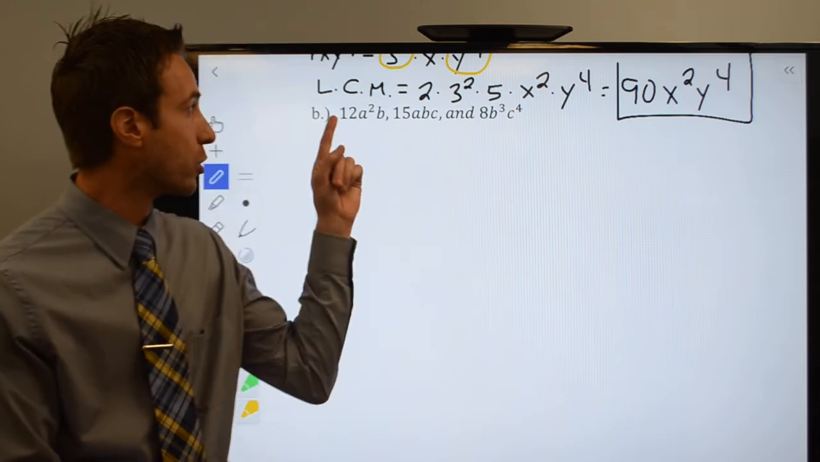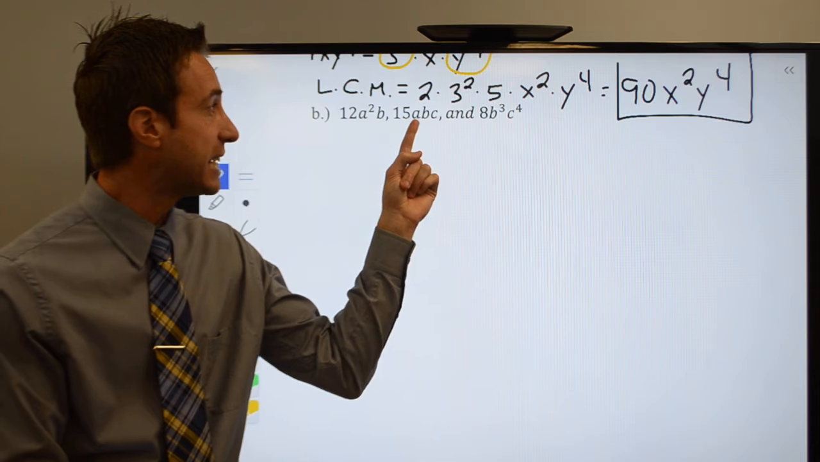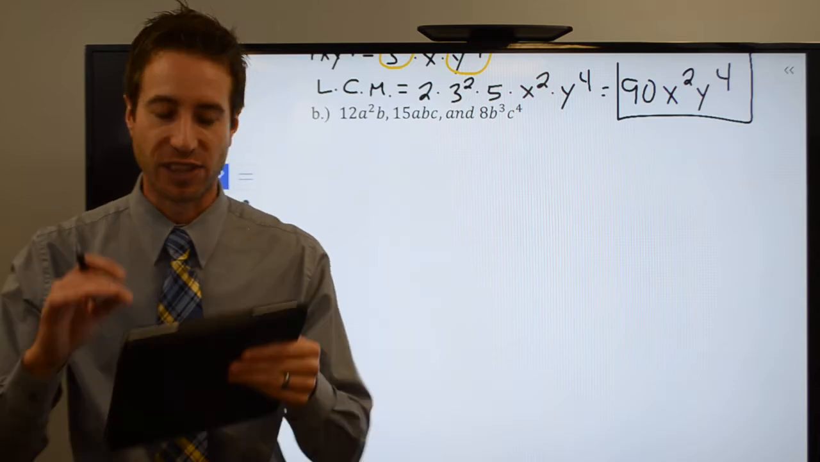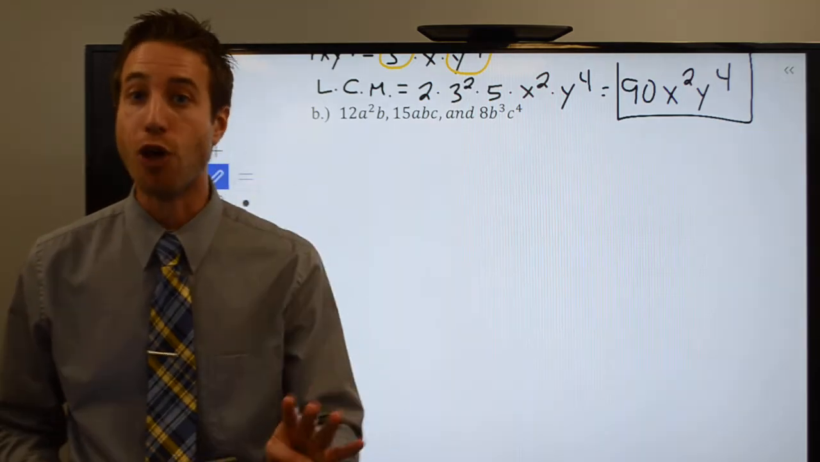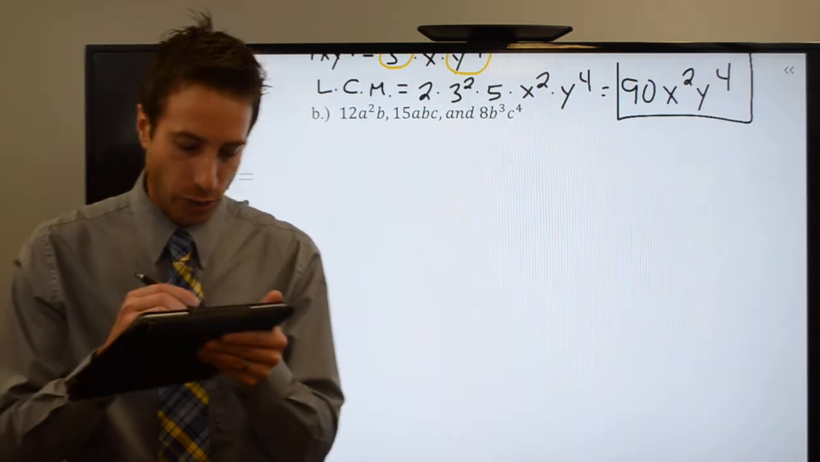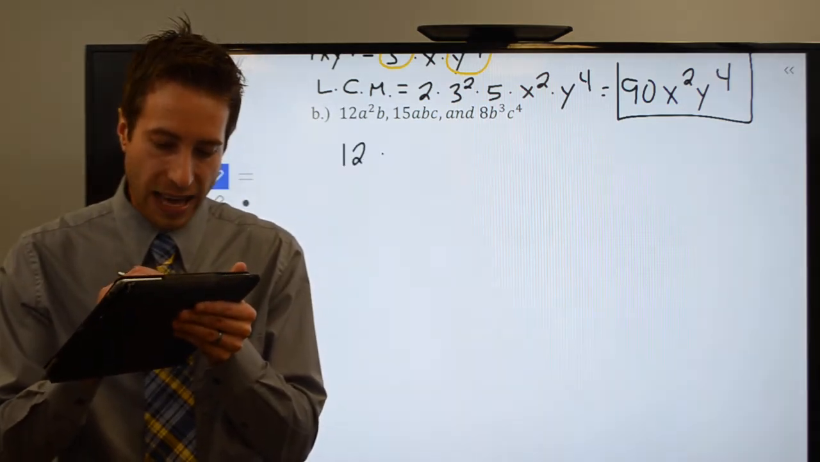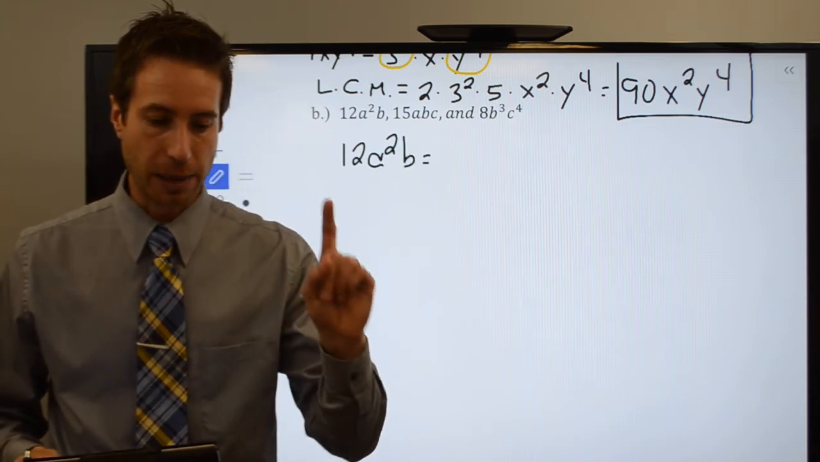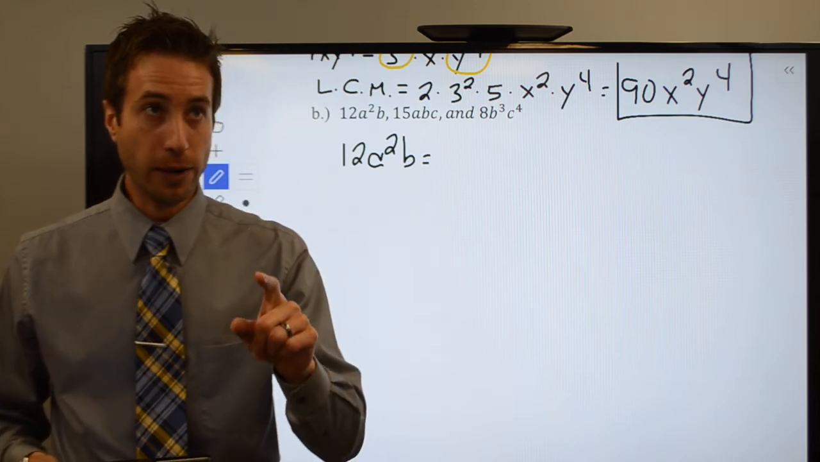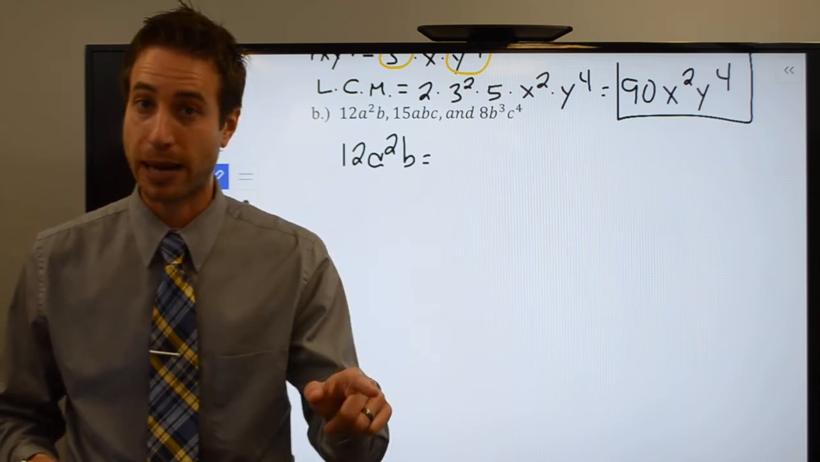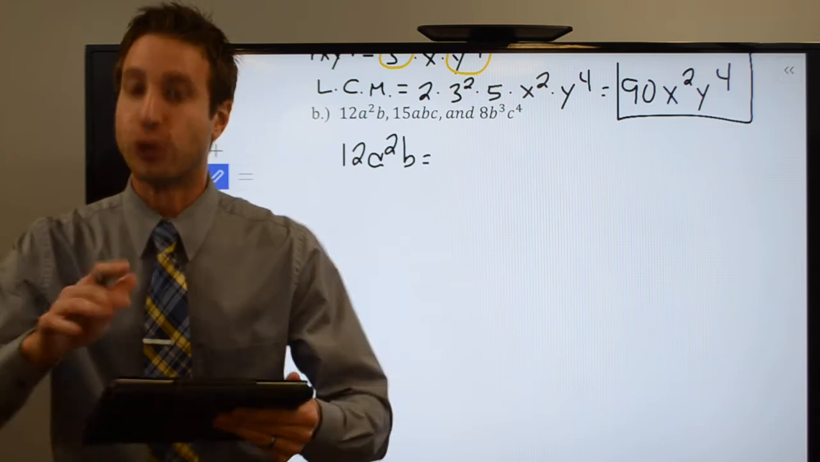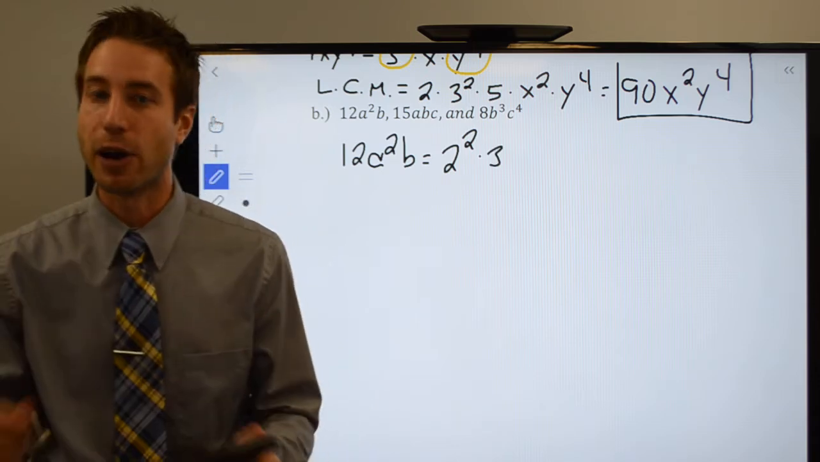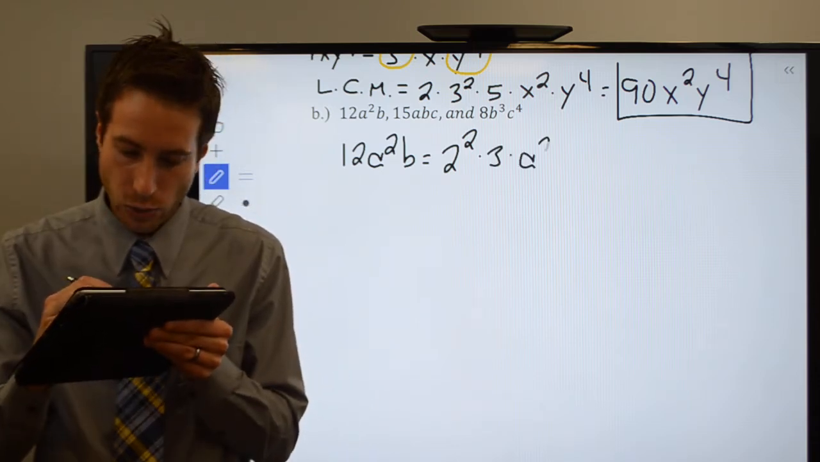I give you the monomials 12a squared b, 15abc, and 8b cubed c to the fourth. I want to find the LCM, the least common multiple, of those three monomials. So here we go. I have 12a squared b. Well, 12 is 3 times 4, but the 4 can be factored into 2 times 2, which would be 2 squared. So that means the factorization is 2 squared times 3, and you just keep the variables the way that they are: a squared times b.